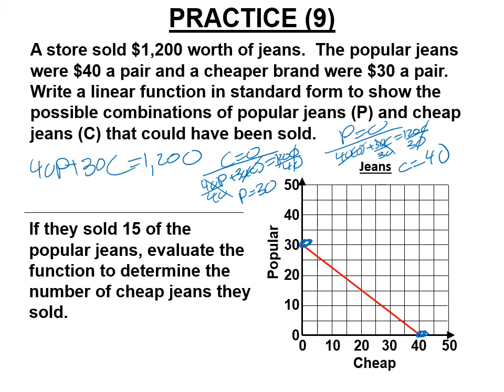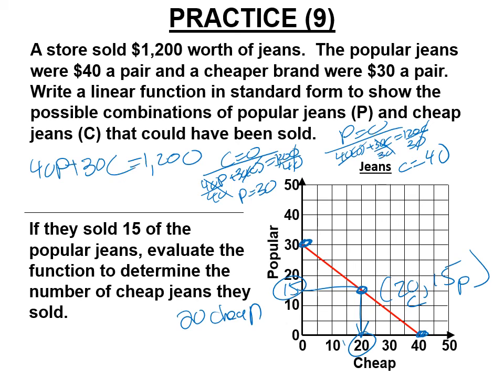Okay. If we sold 15 of the popular, that's this one over here. How many of the cheap did we sell? We sold 20 of the cheap. You can see it right there. 20 cheap goes with 15 popular. All right, cheap's down there.